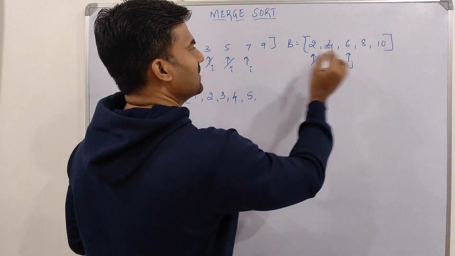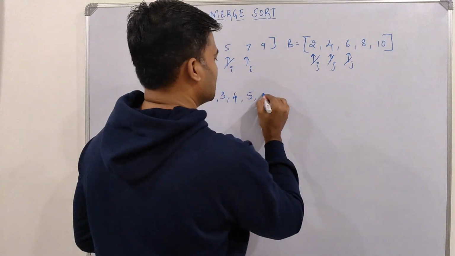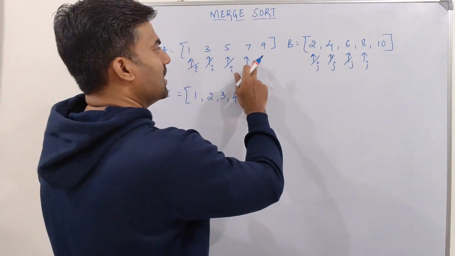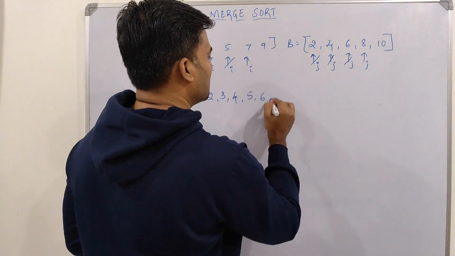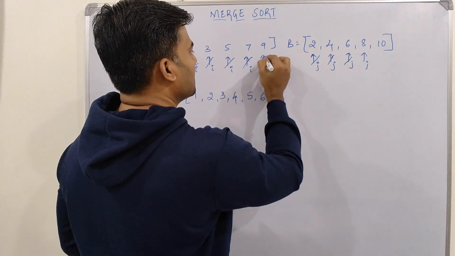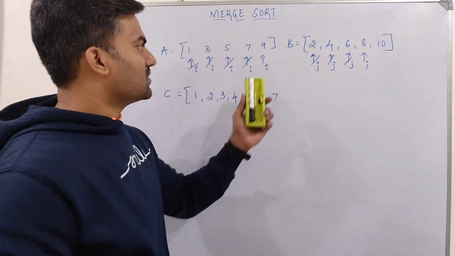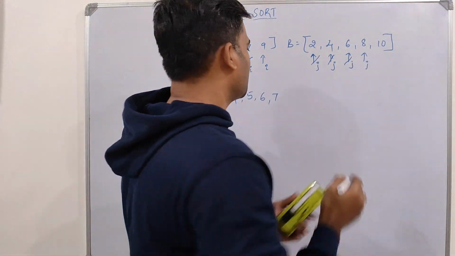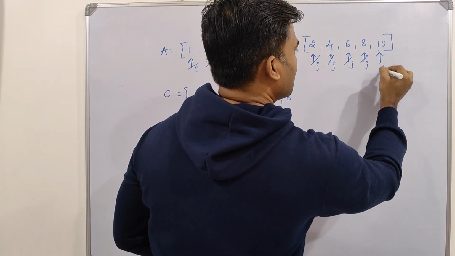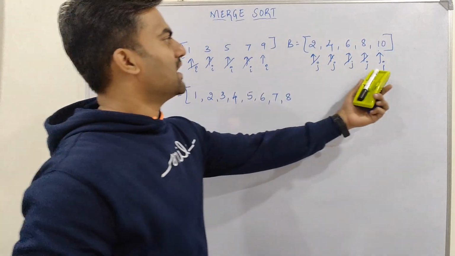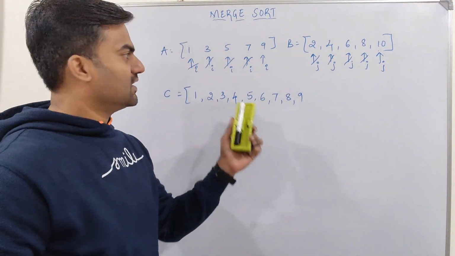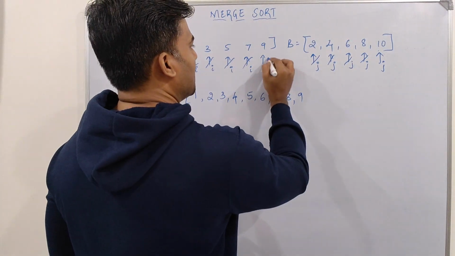Next, out of 7 and 6, 6 is smaller. So I'll take 6 and increment my j. Out of 7 and 8, 7 is smaller. So I'll take 7 and increment my I. Out of 9 and 8, 8 is smaller. So I'll take 8 and increment my j pointer. Out of 9 and 10, 9 is smaller, so I'll take 9 and increment.